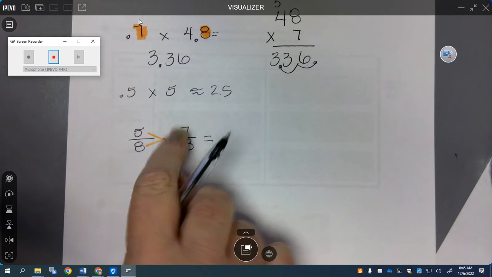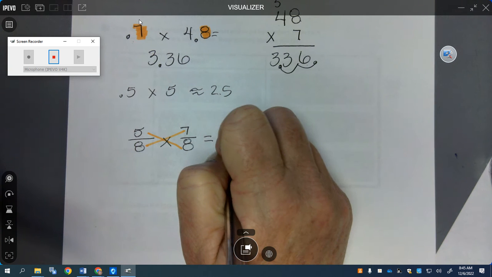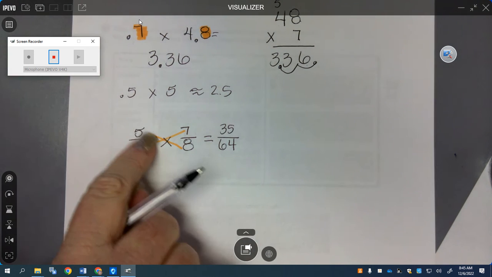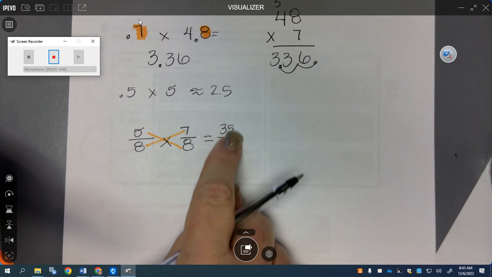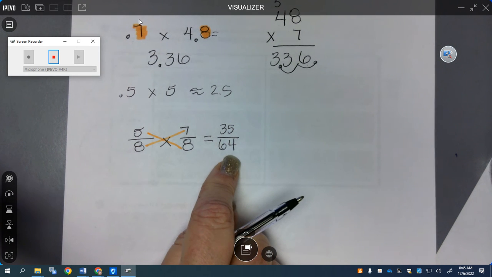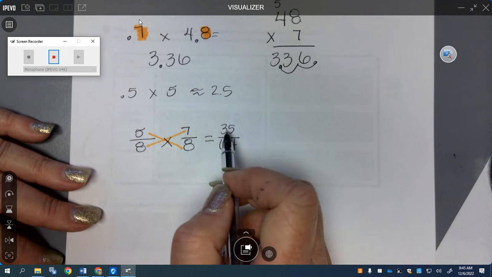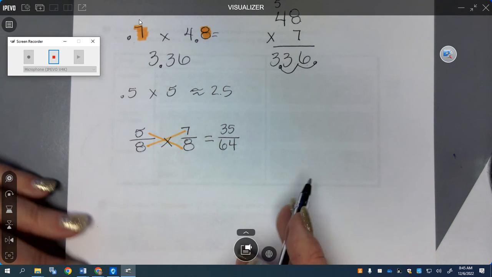5 times 7 is 35. 8 times 8 is 64. And since I couldn't cross simplify, there's a good chance that I can't reduce this fraction down. Okay? All right, so once you can't cross simplify, you multiply the numerators, you multiply the denominators, call it a day.